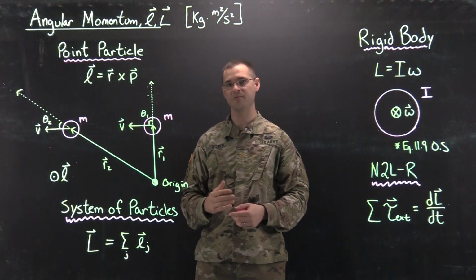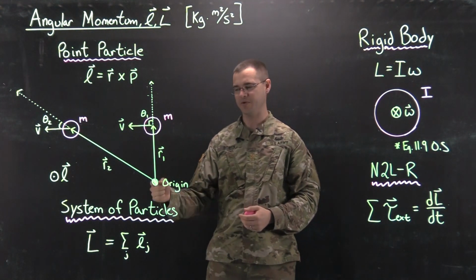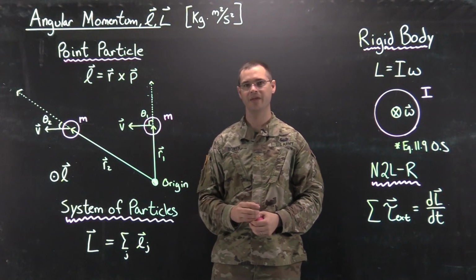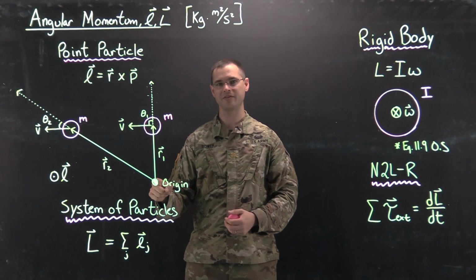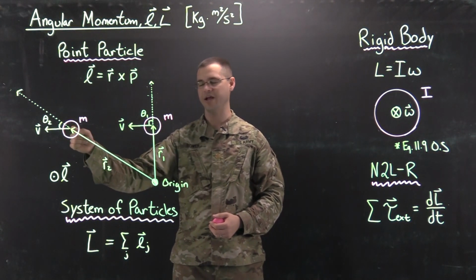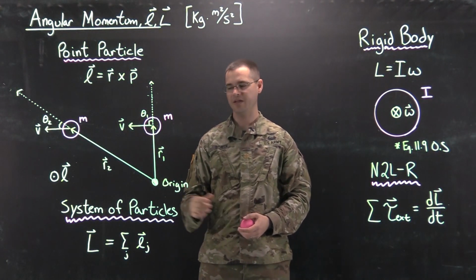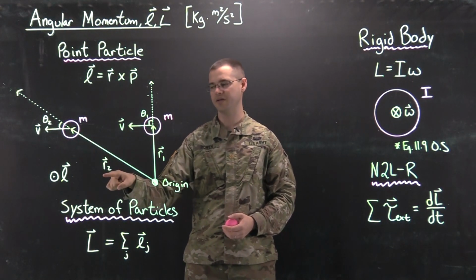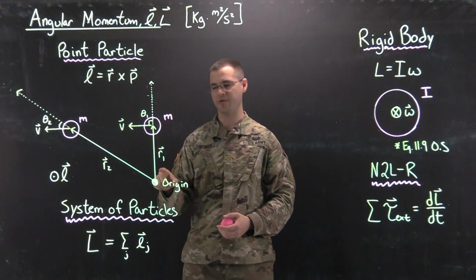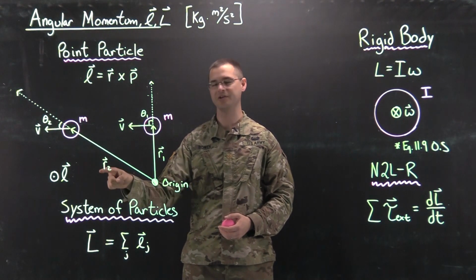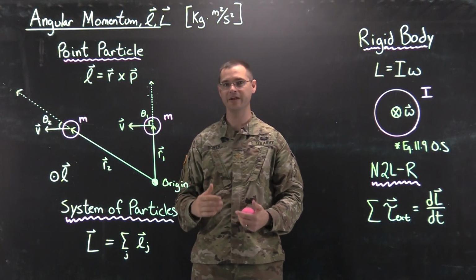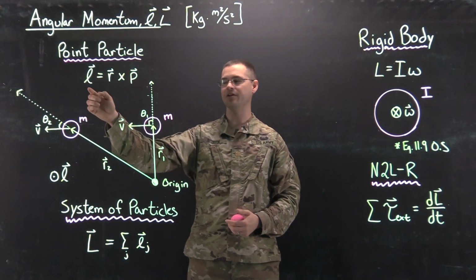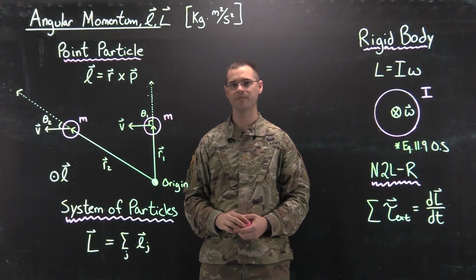To get the angular momentum, the first thing we have to do is fix an axis of rotation, shown as the origin. The distance from our axis of rotation to the point particle at any given point in time is the position vector, shown by R1 and R2. The cross product between our position vectors and the linear momentum of our point particle gives us the angular momentum for a point particle.